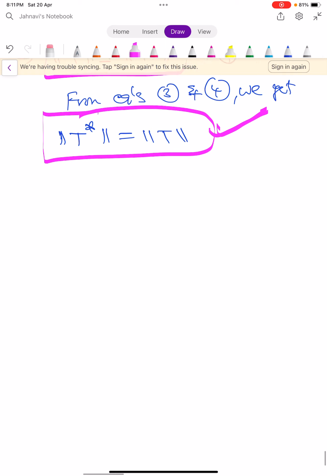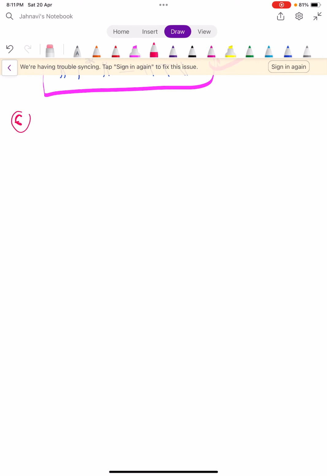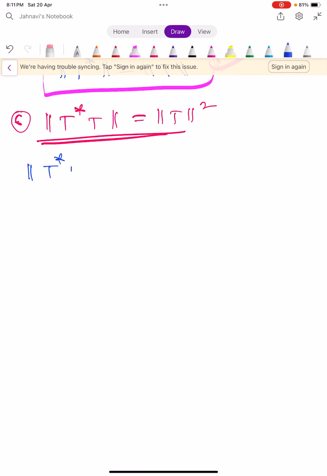The next and last property, the sixth property, let us prove that. The sixth property is norm T star T is equal to norm T square. It is a very simple calculation. Let us see. Norm T star T is always less than or equal to norm T star into norm T. This is simply a property. But actually we showed in the previous condition that norm T star is equal to norm T.